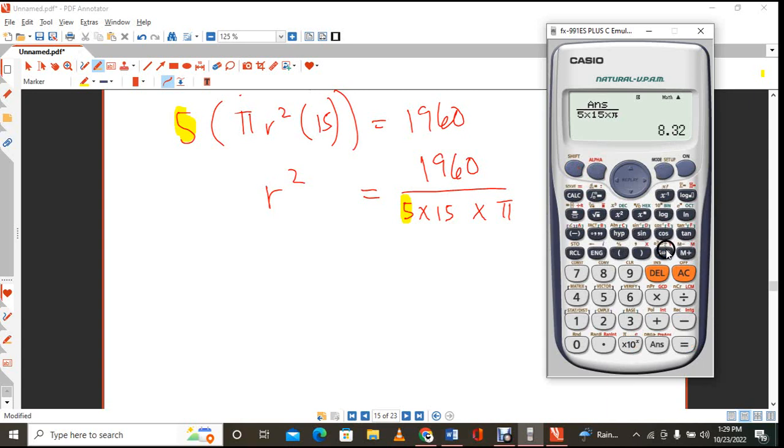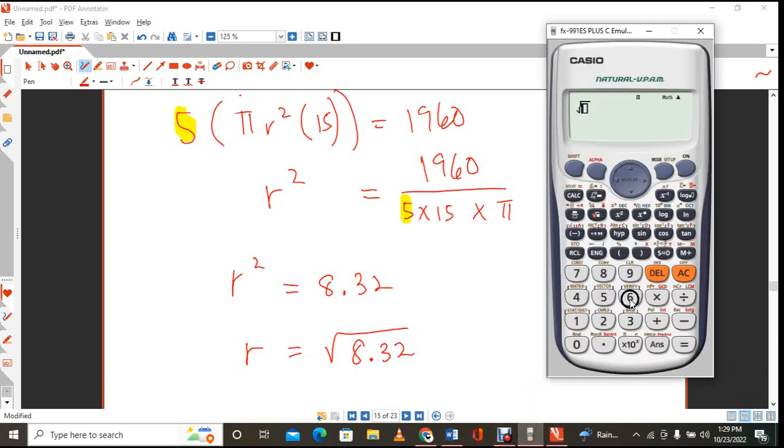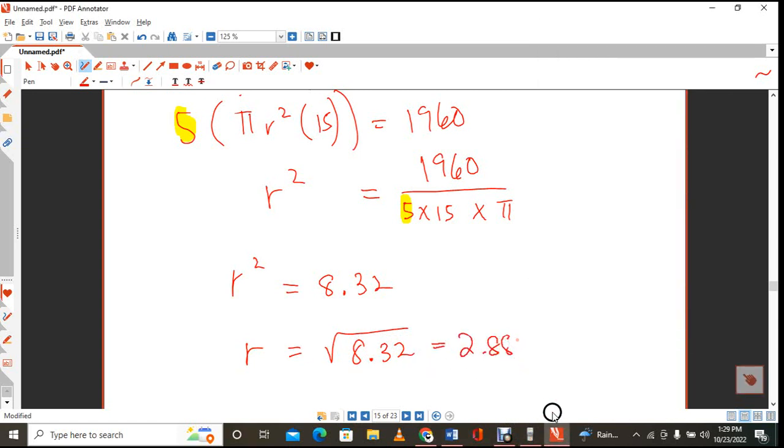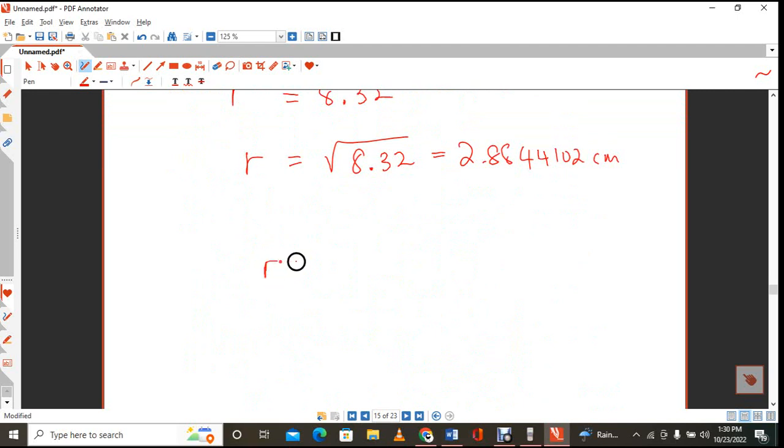If you now take that answer, let's say r square is equal to 8.32. Then r is going to be the square root of 8.32, the positive one, okay? It's the distance. So the square root of my answer is something like 2.88, 44102 centimeters. Okay, so what is this now to one decimal place? Because they say we are supposed to give our answers to one decimal place, and to one decimal place, r therefore is equal to 2.9 centimeters, which is what we're supposed to prove.